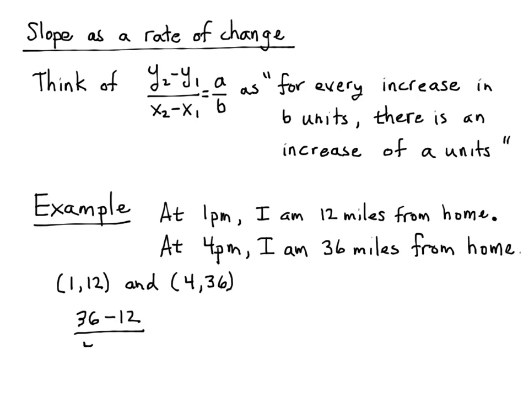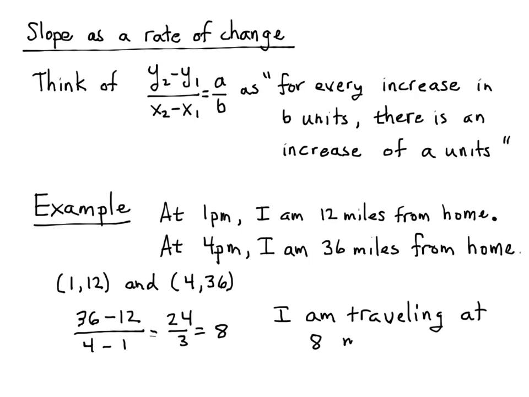So I can calculate my slope as just being the change in y divided by the change in x. Or in this case, we can call this variable d and this one t. So this is the change in d over the change in t. But in any case, my division turns out to be 8, and so I'm traveling at 8 miles an hour. Now this isn't any great earth-shattering news, but there's a couple things to keep in mind here.